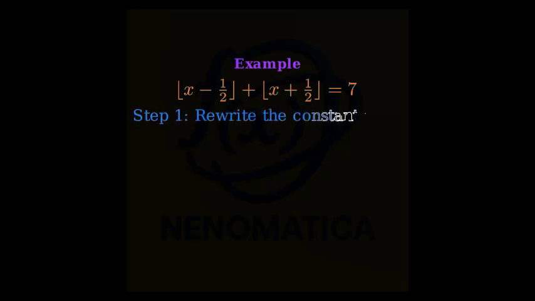In this example, we will solve a floor function equation step by step, matching each algebra move to a clear visual. The problem is the floor of x minus 1/2 plus the floor of x plus 1/2 equals 7. Step 1. Rewrite the constant. Notice that negative 1/2 equals 1/2 minus 1. So we can rewrite the first floor term as the floor of x plus 1/2 minus 1.